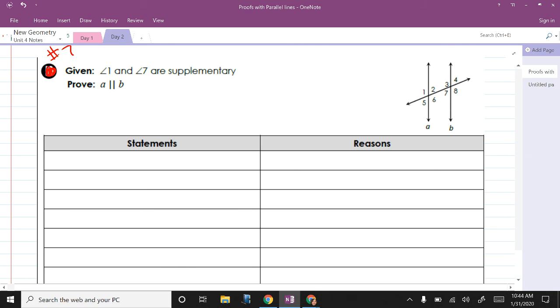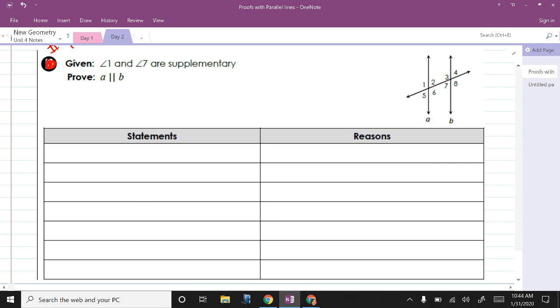Now this one has a lot of blanks in it, so it might be long, but not necessarily. Mine's not long on my paper. So I did it in shorter steps, so that's okay. So go to number 7 and go ahead and fill in your statement and reason for the given. So angle 1.